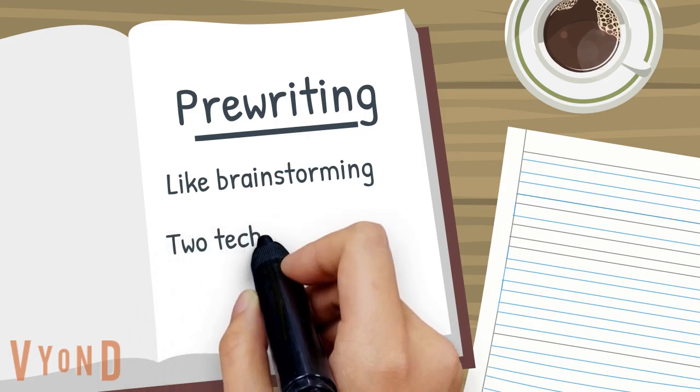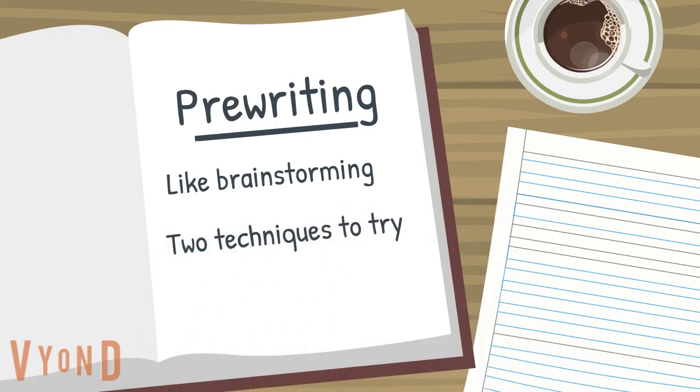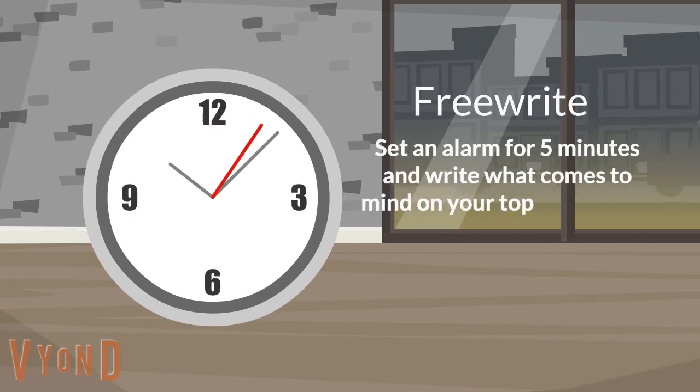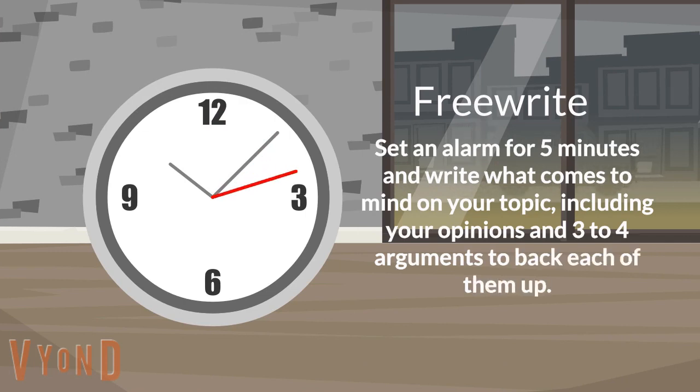So, how do you pre-write? There are two simple techniques you can try. For some papers, you may need to read up on the basics of your topic first. If you're a word person, try free writing. Set an alarm for 5 minutes and write what comes to mind on your topic, including your opinions and a few arguments to back each of them up.